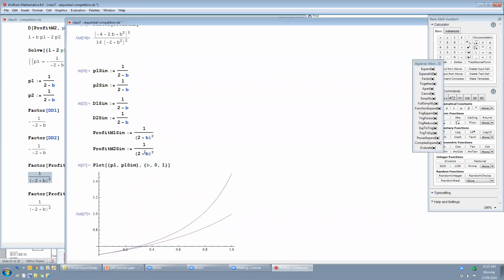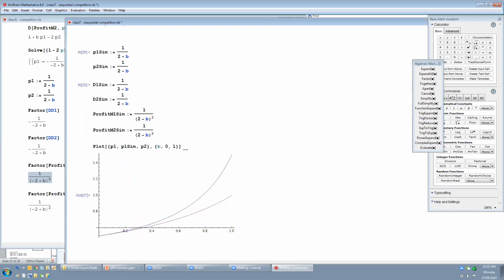But I want to plot P1 and P2 sequential, because one is the first mover and one is the second mover. So let's plot it here, and then we have this value. The top line, the blue line, is P1 sequential. The second line, the yellow line that the mouse is pointing to, is P2 sequential. And the last line, the pink line, is P1 simultaneous, which is also P2 simultaneous. So we have some observations here.